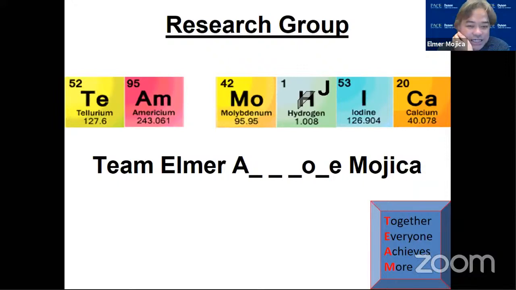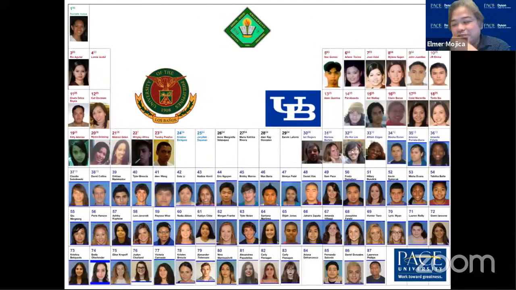Because I always say, together everyone achieves more. But before I went to Pace University, I was already mentoring students, even before I took my PhD here in the US. I had an active undergraduate research group at UP Los Baños, and I just continued what I was trained to do when I was there. So as of now, I have 87 students who directly learned from me in one way or another. And of that 87, 54 came from Pace University.